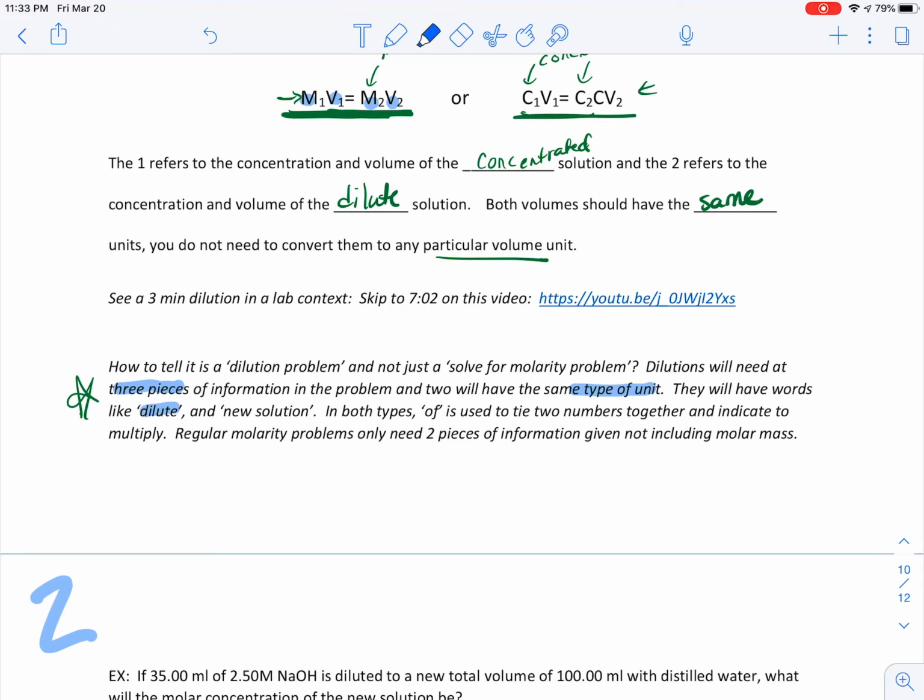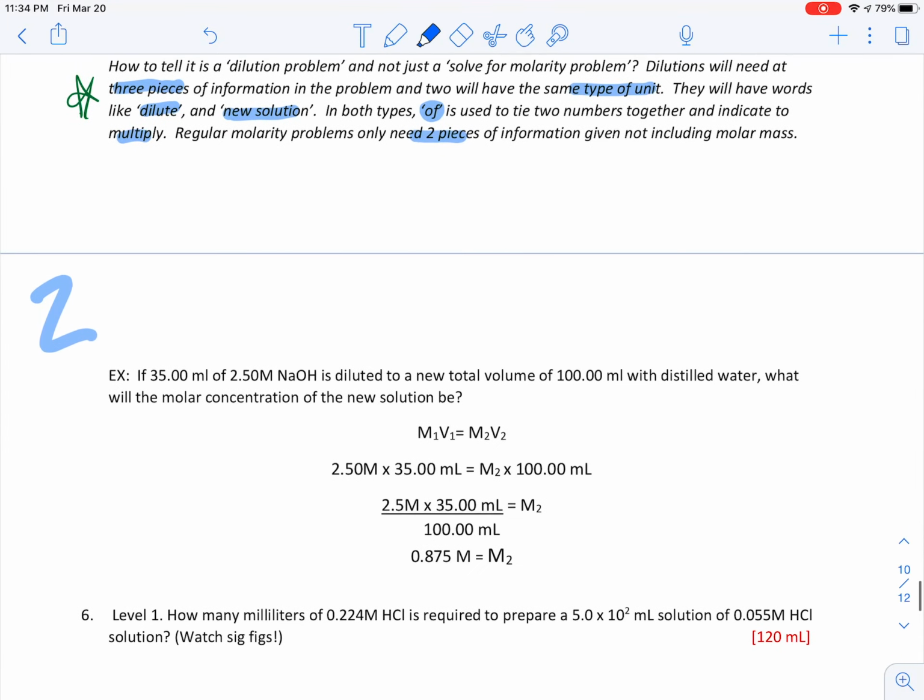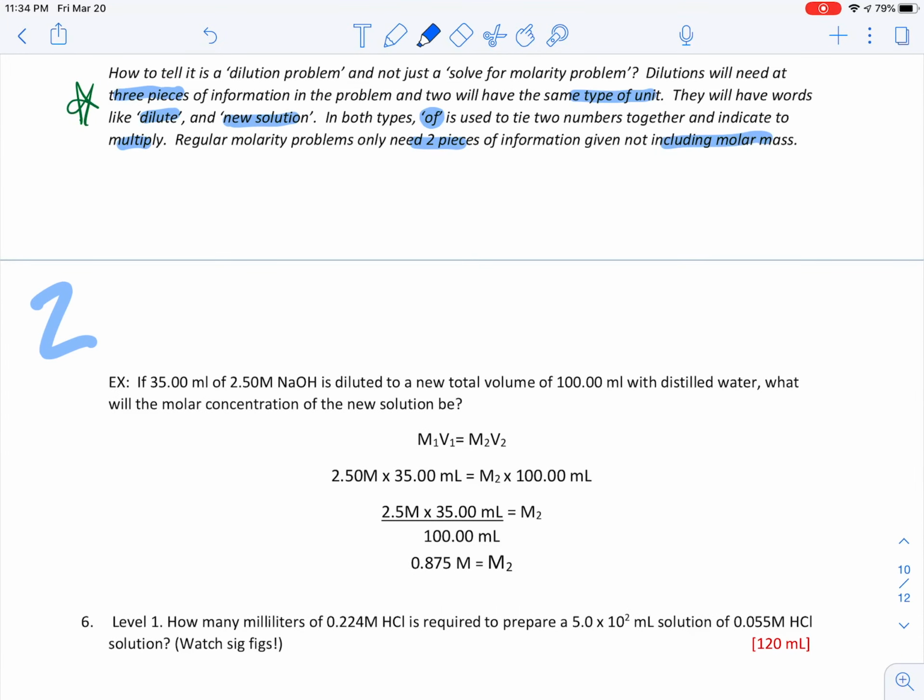And notice 2 of them will have the same kind of unit. You'll have 2 volume units and 2 molarity units. They're also going to have words like dilute or concentrate and something like making a new solution or added to. In both types, the word "of" is used to tie numbers together. I'll really try to emphasize that in this part. And it indicates multiply, you'll see that we do multiply things that are "of"'d.